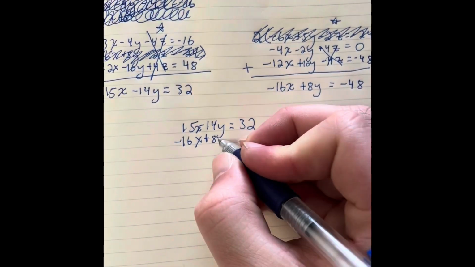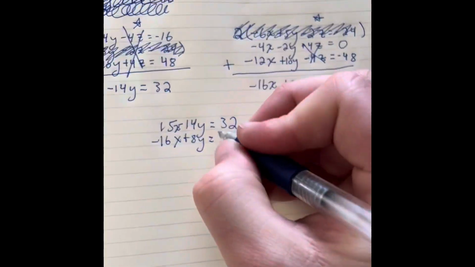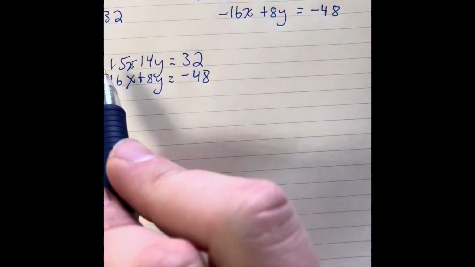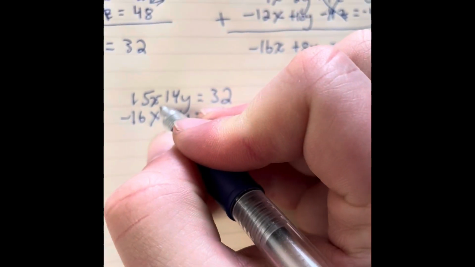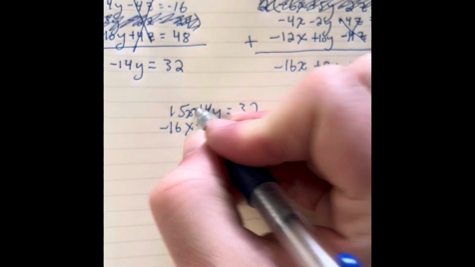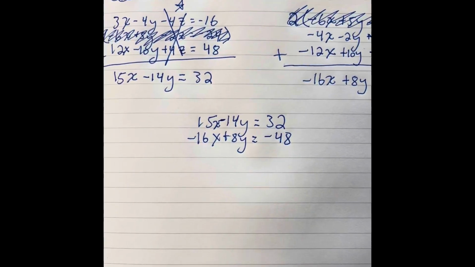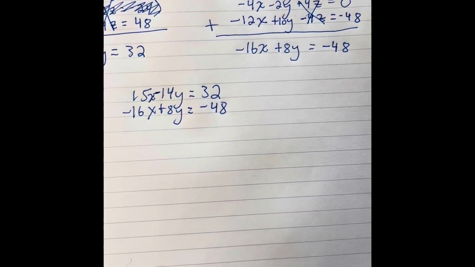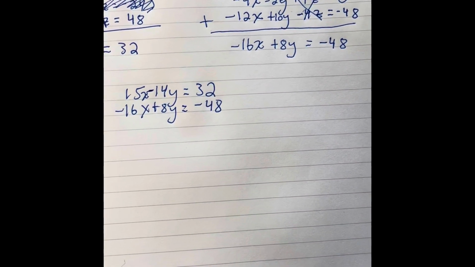Okay, positive 8y equals negative 48. Now, once again, sorry, that's a really crappy 15x minus 14y. My notebook got a little wonky. So here, you have to choose. Do you want to eliminate the x's or the y's? And it literally does not matter which one you pick.